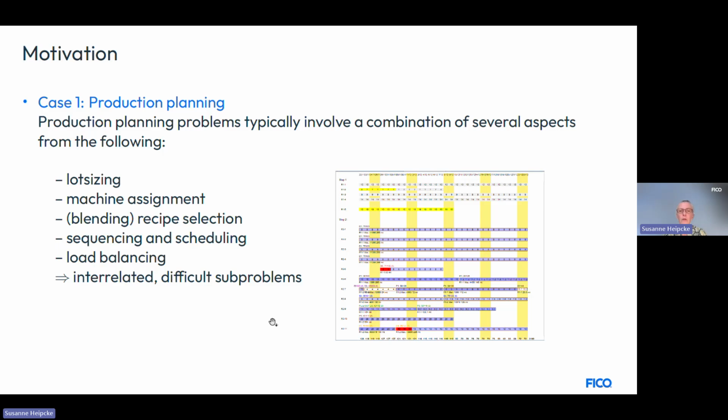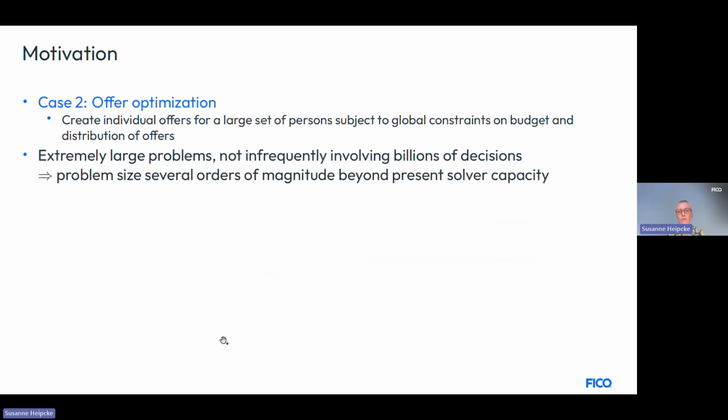I said the solver has automatic settings, but when do we need more? One case, for instance, is production planning, where you sometimes have very difficult problems that combine several types of sub-problems, and each of them is already difficult, like lot sizing, machine assignment, blending, sequencing, scheduling, load balancing. Often real-world problems combine many of these, and then it just becomes too large to handle as one monolithic approach.